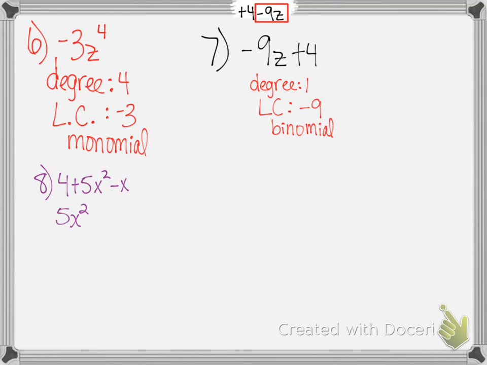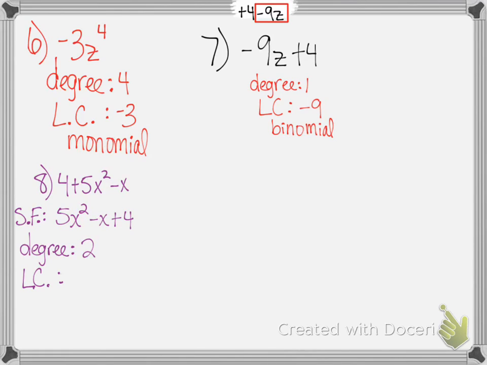Then what? Negative x, and then 4. Add 4, and then plus 4 because that 4 was positive. So this is my standard form. I'll put SF, standard form. My degree, I have to use the highest degree. So that would be 2. Very good.